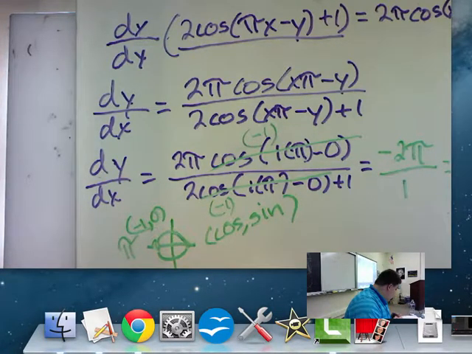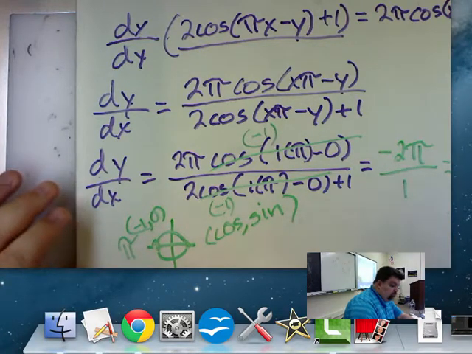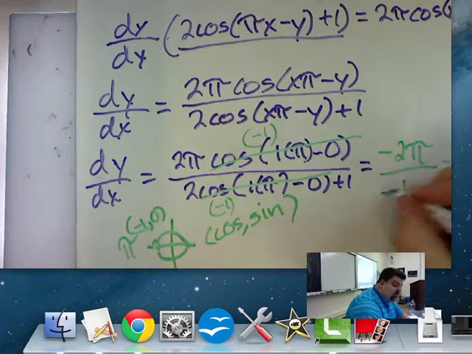Wait, for the slope, isn't it negative 2 pi over negative 1? Oh, is it negative 1? Yes, you're correct. It's negative 1. Sorry. So this would be positive 2 pi.